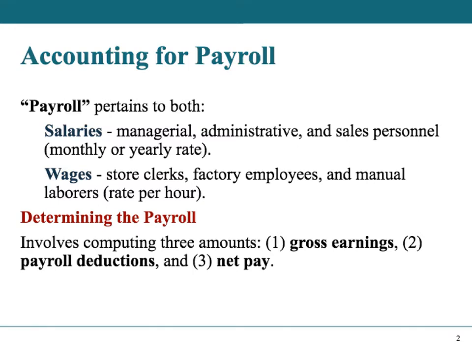So what is payroll? You have payroll that is managerial, administrative, and sales personnel, and usually it is expressed as salaries, which could be a monthly or annual rate, versus wages, so it could be store clerks, factory employees, or manual laborers, and typically for them you will be given the rate per hour. To determine the payroll, you need 3 amounts: gross earnings, payroll deductions, and then net pay.